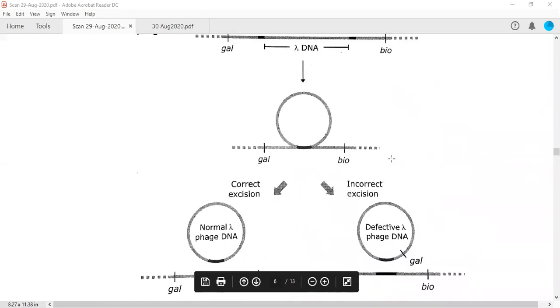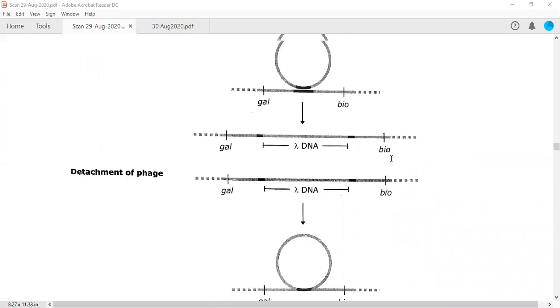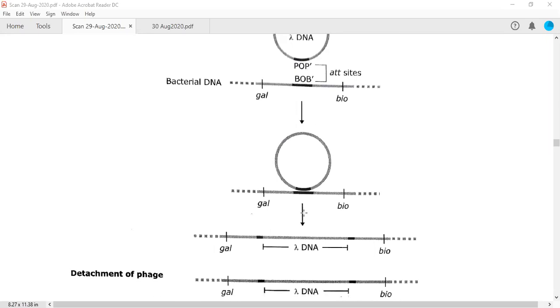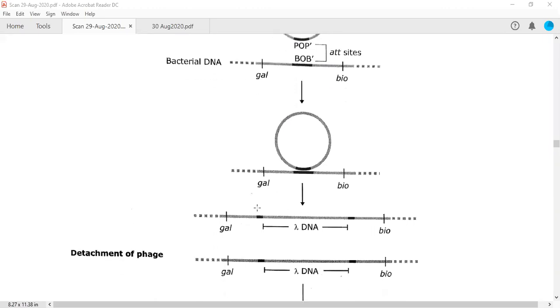Now, let's discuss this process in more detail. There are two sites present over this phage DNA, the bacteriophage lambda DNA, called POP dash, and these are called BOB dash. Because they are homologous sites, homologous recombination will take place and they will be integrated inside this. So now two types of sites will be generated. These sites which are here are called attachment site L.